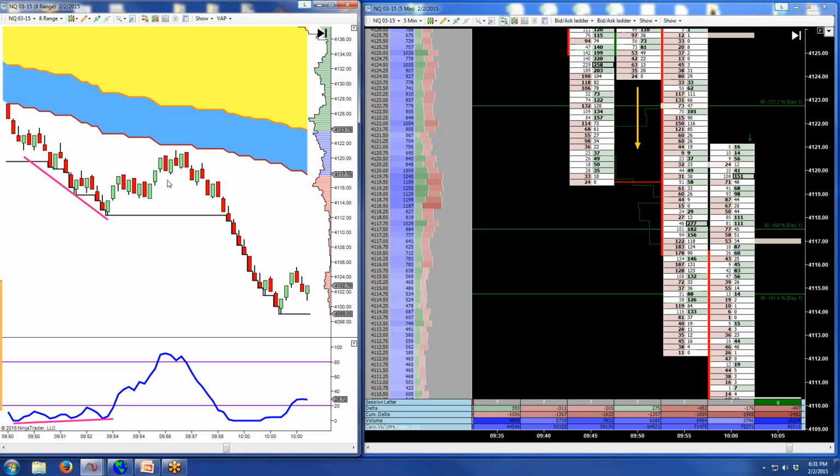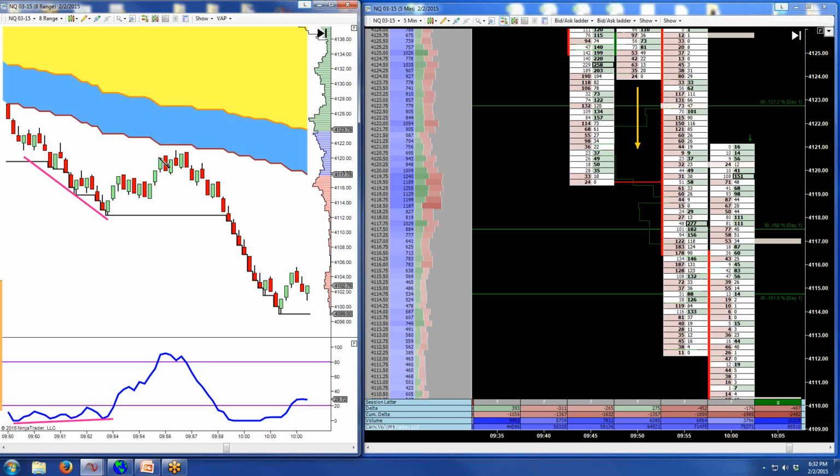No offense, I don't mean any disrespect, but you get burned enough times doing that, and you're not going to do it anymore. It's one thing if you're at a really strong area of support or a really strong area of resistance. So right here, you can see that we're coming back up to that value area.